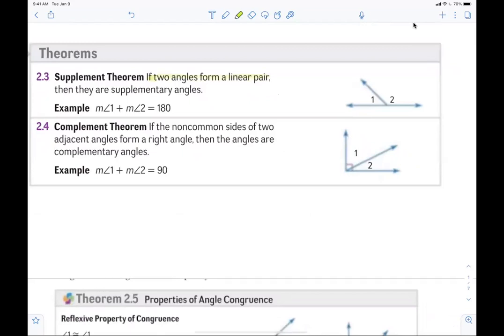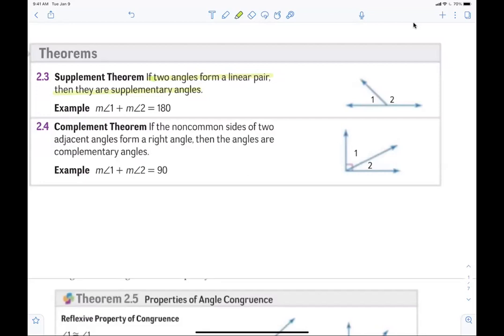If two angles form a linear pair, then they are what? They're supplementary. All right. So as soon as you see a linear pair, you know that those two angles are supplementary. And if they're supplementary, that means they add up to what? 180. That's all that means. All right. So please make sure you're with me. The supplement theorem deals with linear pairs. Two angles that form a line form a linear pair. If they form a linear pair, then they are supplementary.